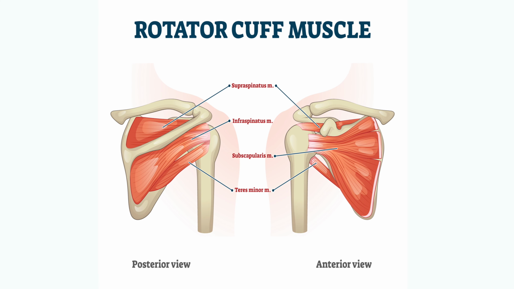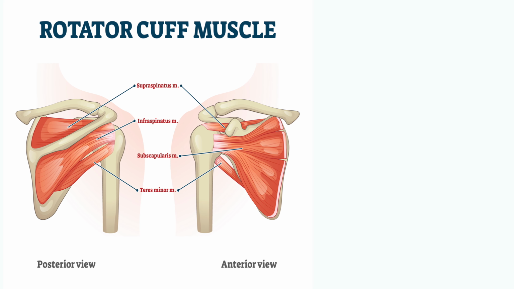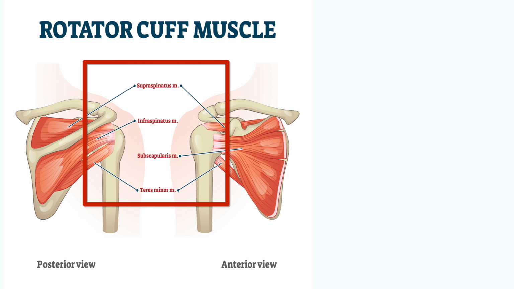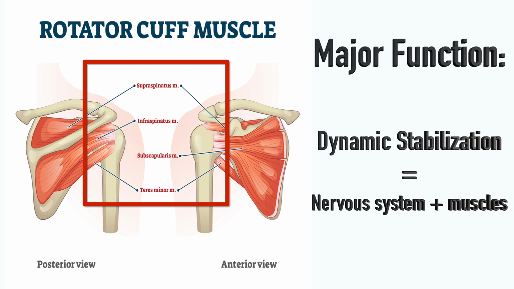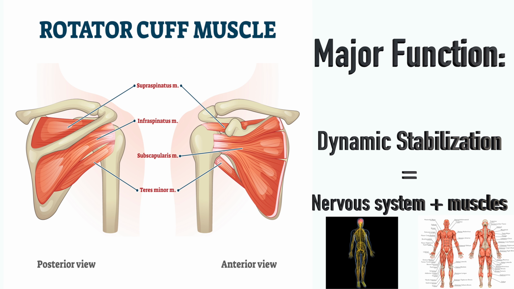Okay, so this picture gives us a great view of the rotator cuff on both sides of the shoulder. In general, we have four muscles that are involved with the rotator cuff, and the main function is known as dynamic stabilization. We will get into this more in the video, but the idea is that the nervous system and the muscles are communicating to keep the shoulder joint in place.